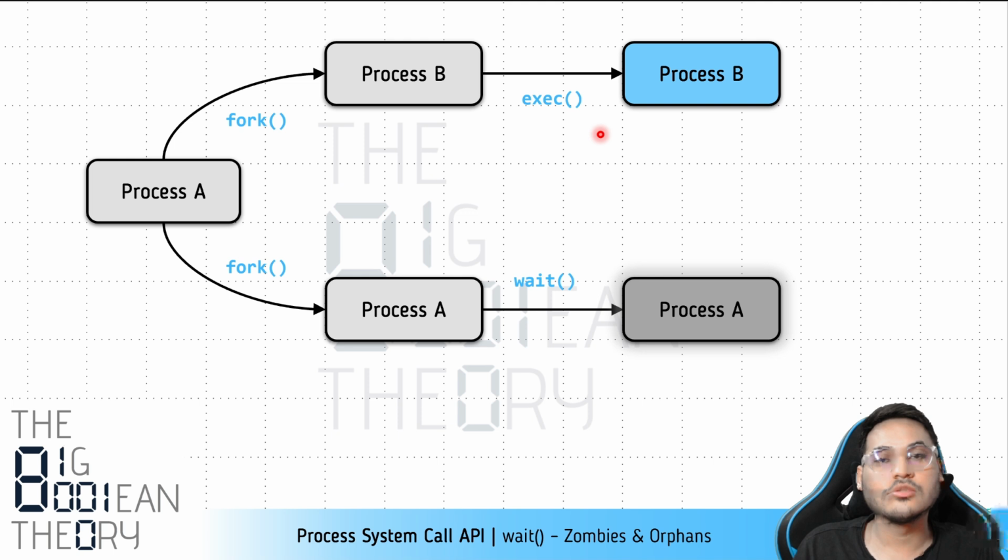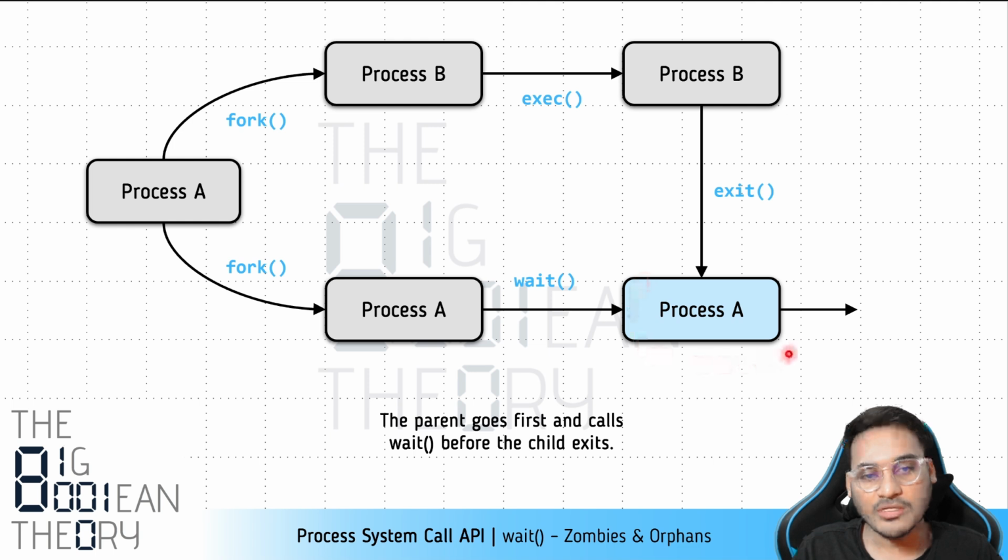Once the job of process B, that is the child process, is done, once the task that it was meant to do is done, process B will terminate. It will call the exit system call and it will terminate, right? And when that happens, the parent process, which is process A, will get unblocked. Since one of its child processes has terminated, it can resume execution, right? So this is how the flow goes when we have the wait system call, given that the parent goes first and calls wait before the child exits.